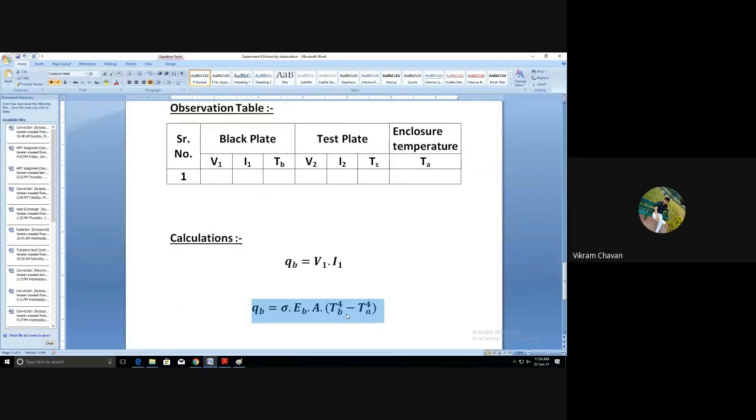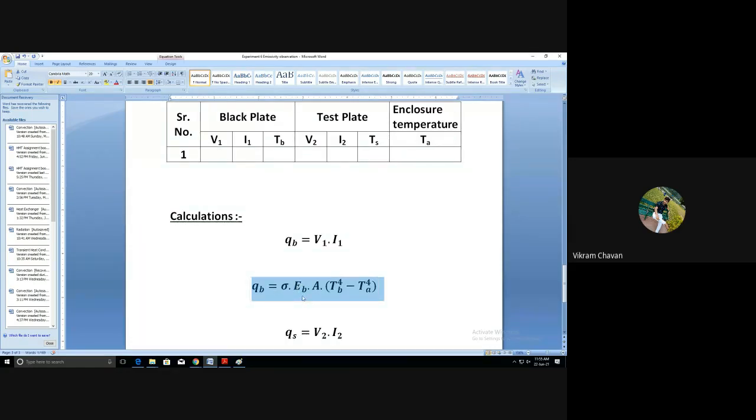Okay, so whatever temperature we are getting will be in degrees Celsius. Then we will convert that temperature to Kelvin, and then we will consider this temperature for the calculation purpose. Then T suffix A is nothing but the enclosure temperature or the surrounding temperature. So this particular formula will provide you the emissive power of a black body, or the black plate. So once you calculate, we have the emissive power of the black plate.